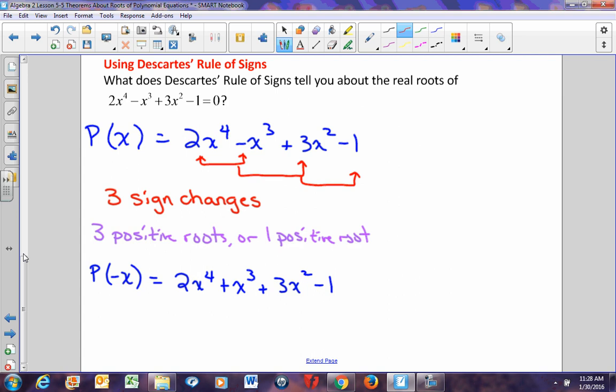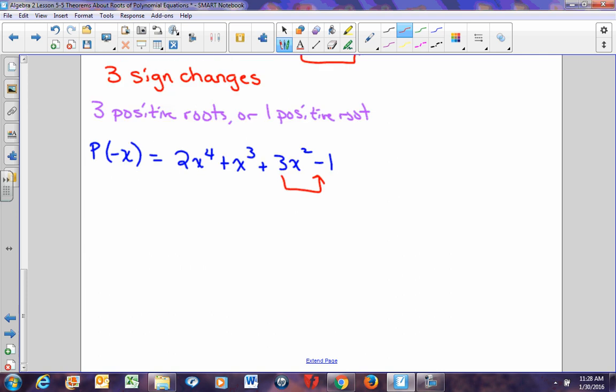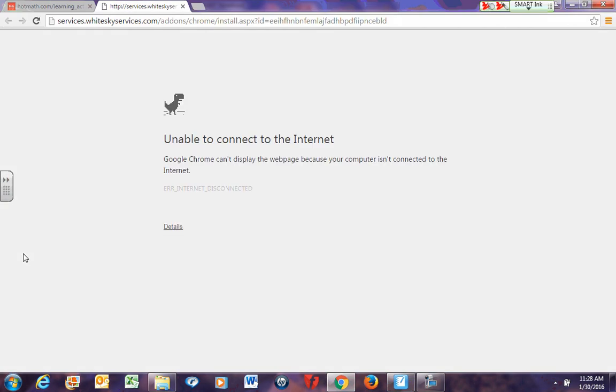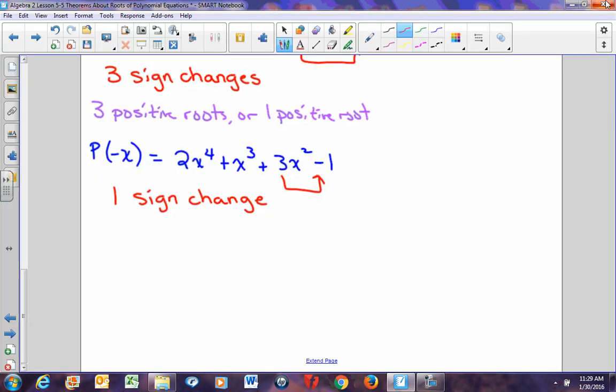So let's take a look at the sign changes here. There's a sign change from here to here. That's the only sign change we have. So we have 1 sign change, which means we can have 1 or less than that by an even number. You can't have a negative number of roots. So there's 1 possible negative root. That doesn't mean there is 1 negative root. It means that at most you can have 1 possible negative root.